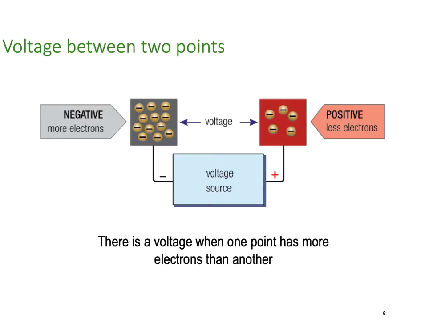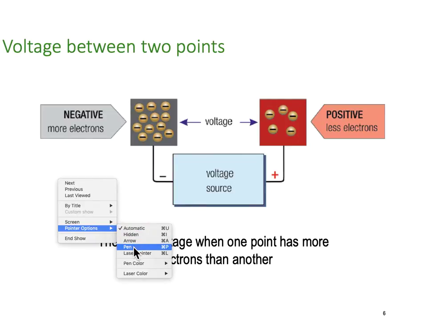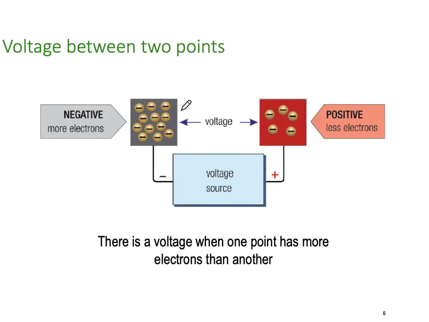So voltage between two points. An electrical pressure and electrical voltage happens when we have negative on one side and positive on the other. So it's a balance of electrons, not the charges themselves. So on this side, you can see we've got lots and lots of negative electrons. On this side, we've only got a few. So there is a voltage when one point has more electrons than the other. So there's a voltage, or sometimes we call this a potential difference.